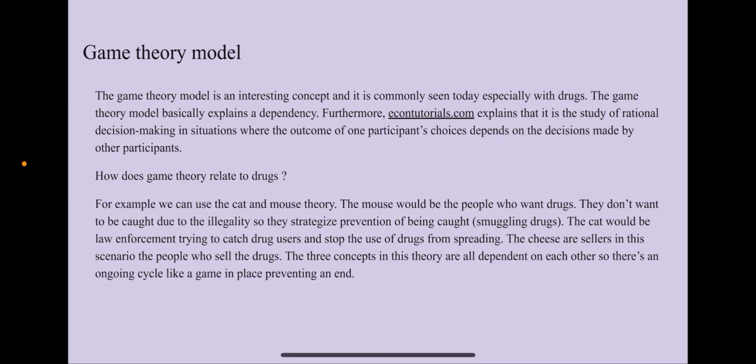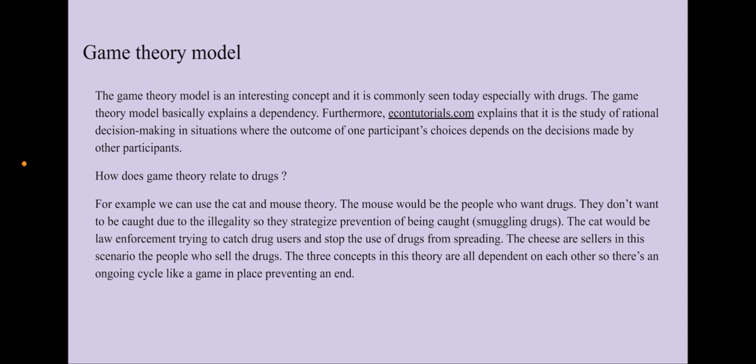So, the concept of a game theory model basically explains dependency. Econ tutorials explain that it is a study of rational decision-making situations where the outcome of one participant's choices depends on the decisions made by another participant. So how does this relate to drugs? We can look at the cat and mouse theory for this. The mouse would be people who want drugs. They don't want to be caught due to illegality, so they strategize prevention of being caught, such as smuggling drugs, hiding drugs, things of that sort.